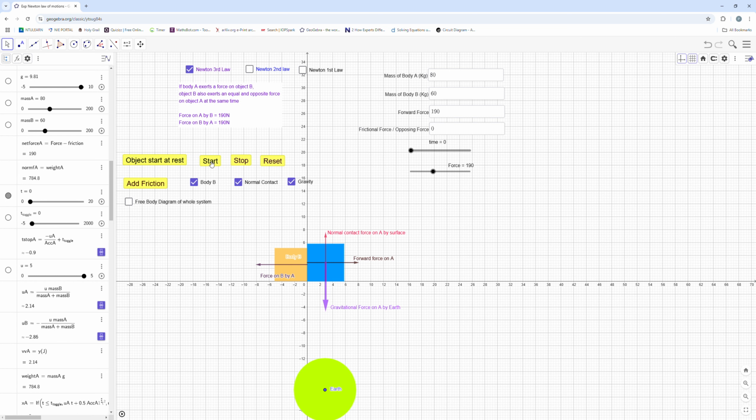Because after they push off, there's no more contact already, so the force will disappear. So I programmed it such that when you have body B present and a force here, the force will disappear on its own. Yeah, I add friction, and then boom.